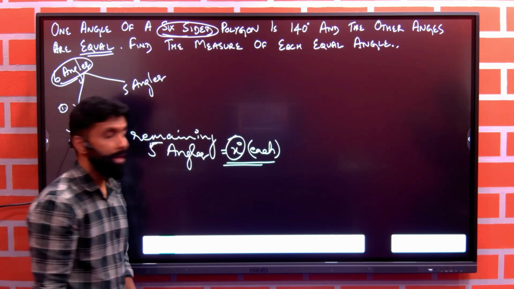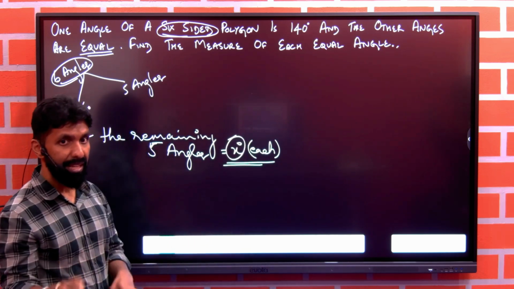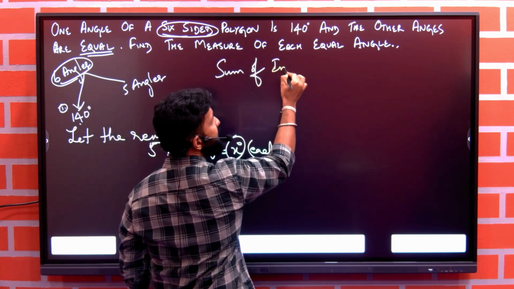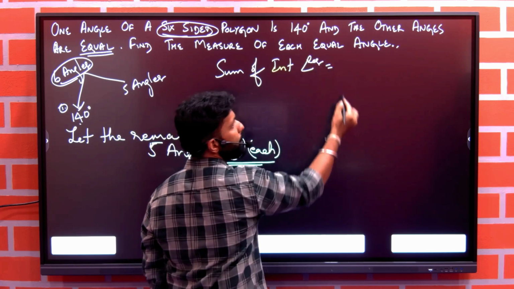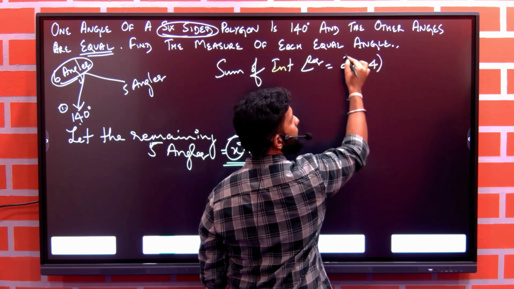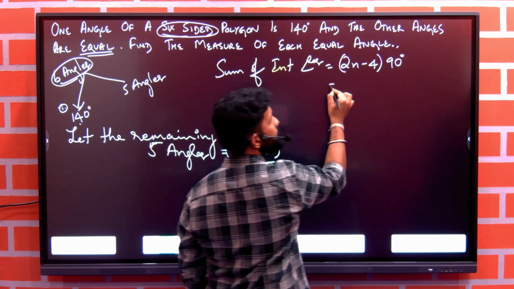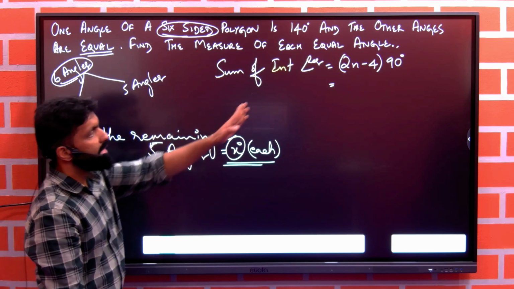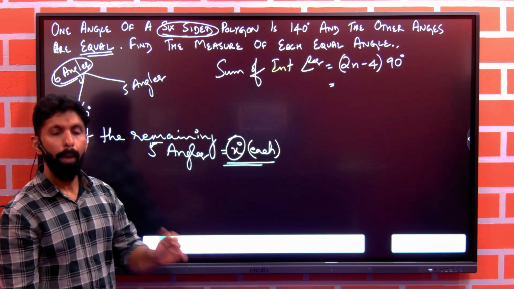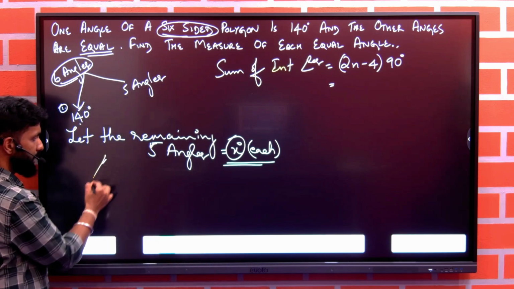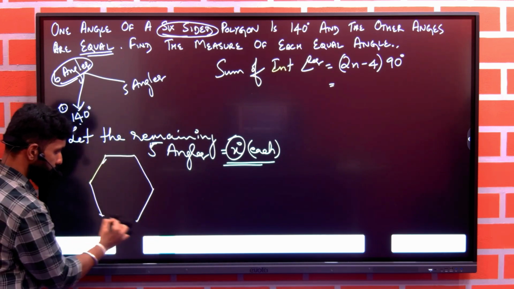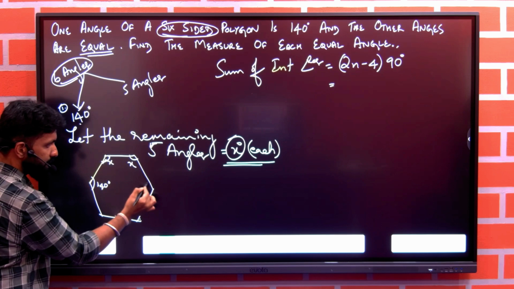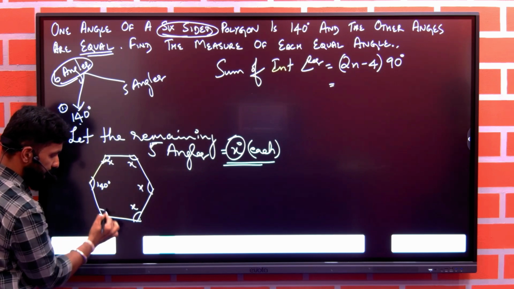Now what am I going to do? I am again going to use the sum of interior angles, which is equal to (2n minus 4) into 90 degrees. Right? That is the formula, but in a normal 6-sided figure, concentrate here. If I have a 6-sided figure, one angle is 140, and all the other angles are x, x, x, x, and x.